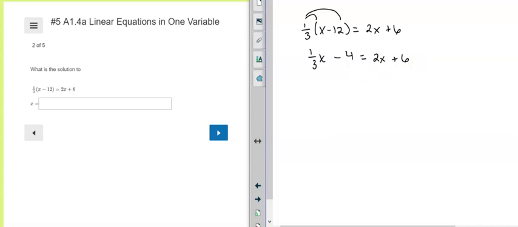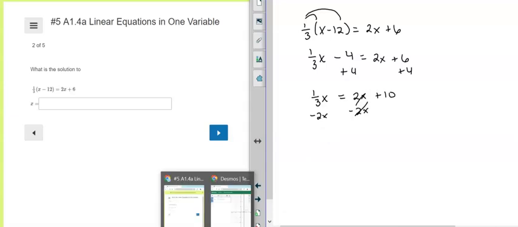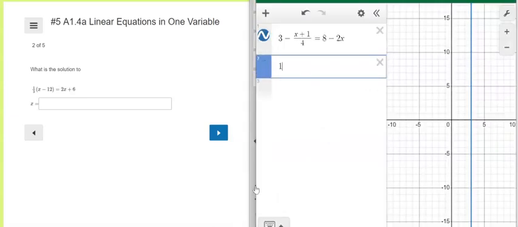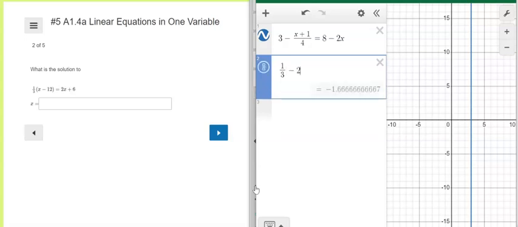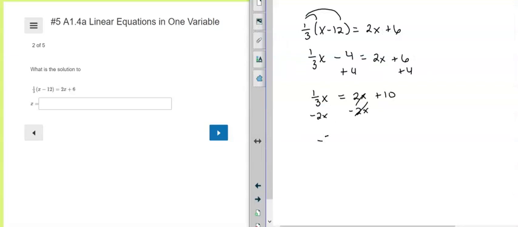Let me move the 4 over. Again, there's a few different ways you can do this. I'm just doing it the way I think works for me. I need to take the 2x over, so I'm going to subtract 2x on both sides. That crosses out. I'll put that in Desmos: 1/3 minus 2 is negative 5/3. Negative 5 over 3 x.